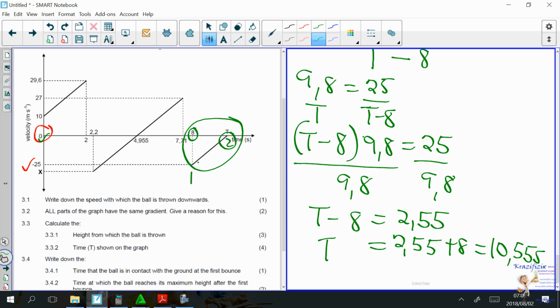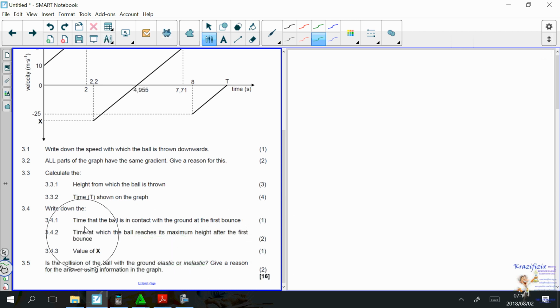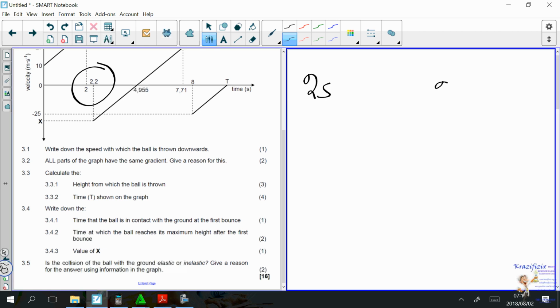Look at so many options in getting our correct answer. All right, we need to round off this video quickly, but we need to finish this, because it's 1 hour already. Okay, let's quickly deal with this question now. 3.4.1. The time in contact with the ground. Your answer lies there. It hits the ground after 2 seconds and leaves after 2,2 seconds. So what's the time spent?